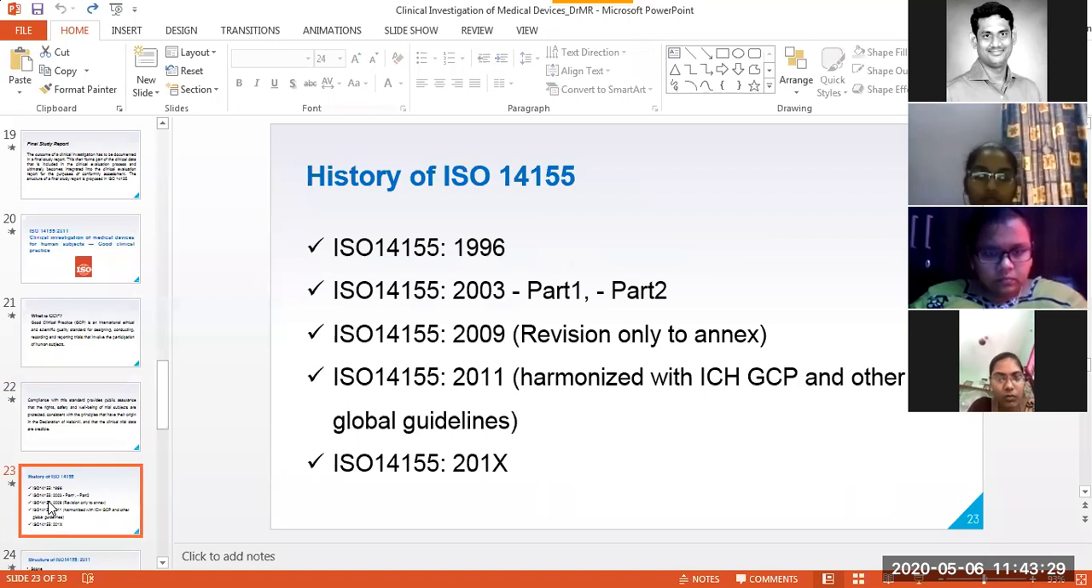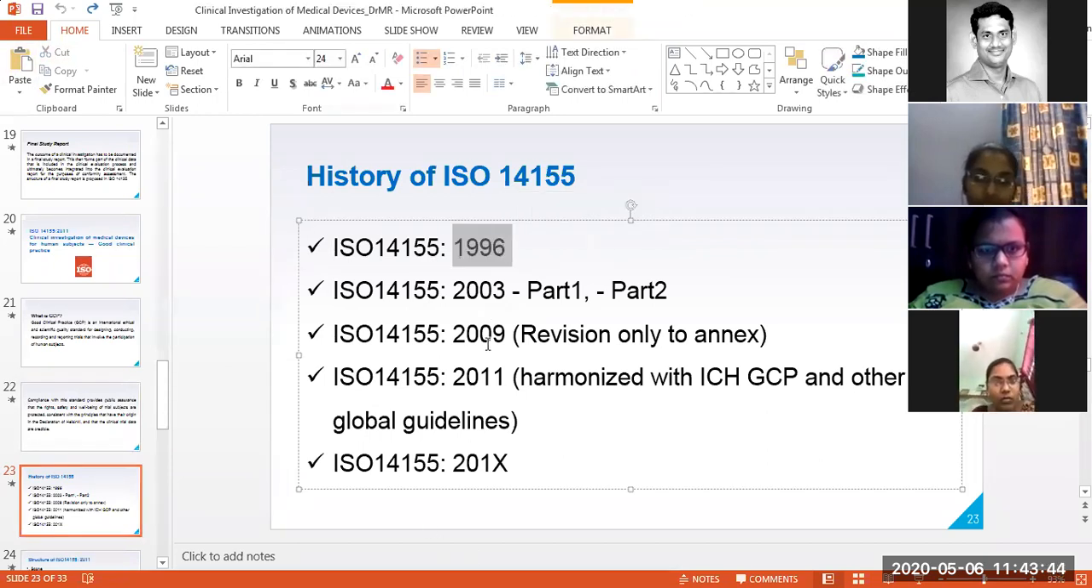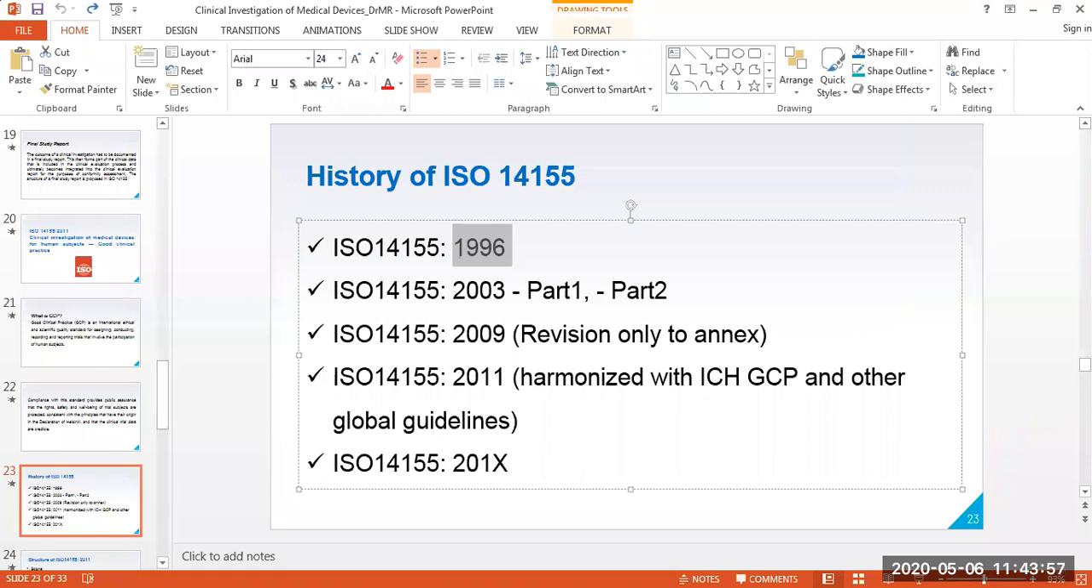When coming to the history of this ISO 14155, there is a small history regarding the versions. The first version of this ISO 14155 was released in 1996. Then it was revised in 2003, part 1 and part 2. In 2009, there was only a revision to the annexes. In 2011, it was harmonized with ICH GCP and other global guidelines. So that is the latest version, 2011. And the next updated version, we don't know when it will happen, based upon the requirement.